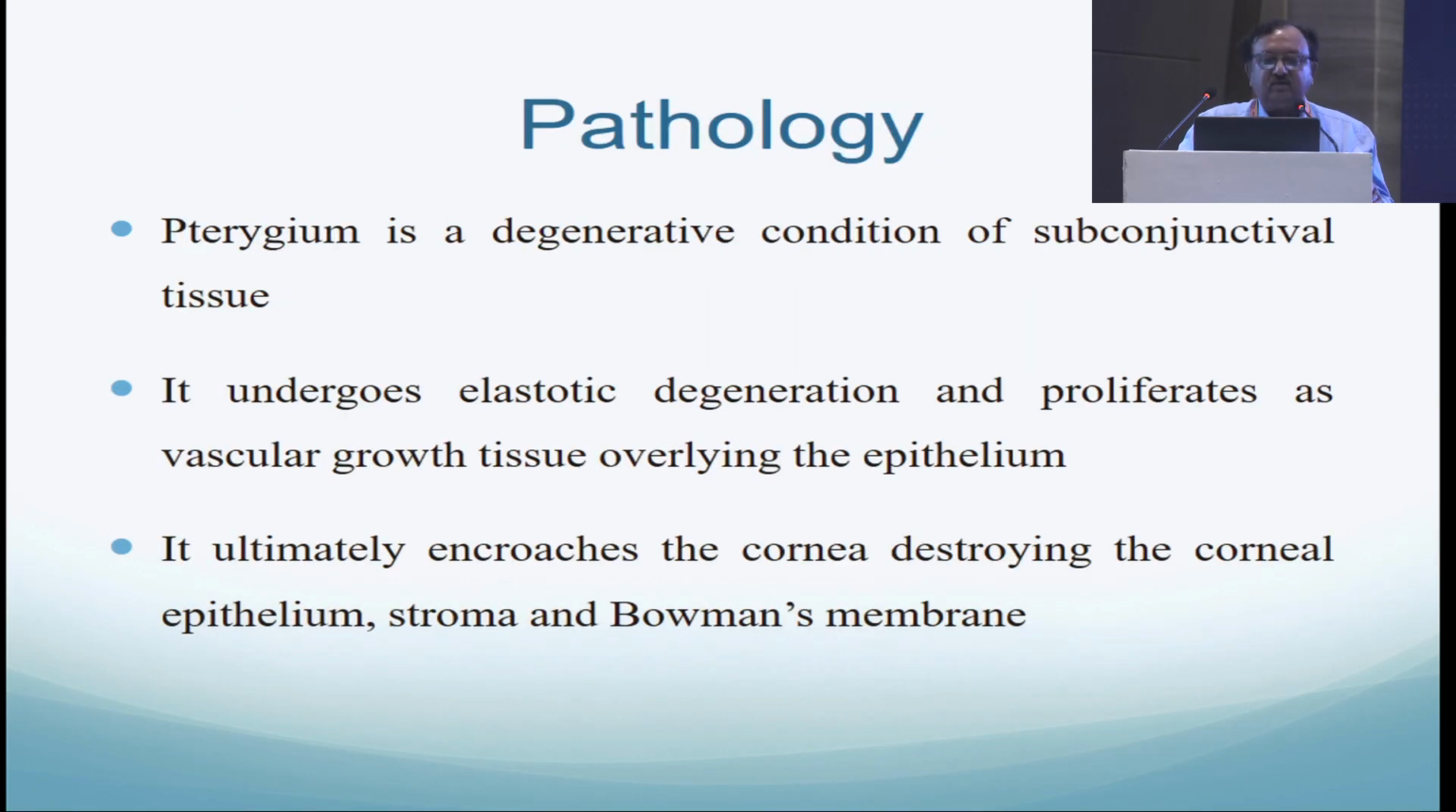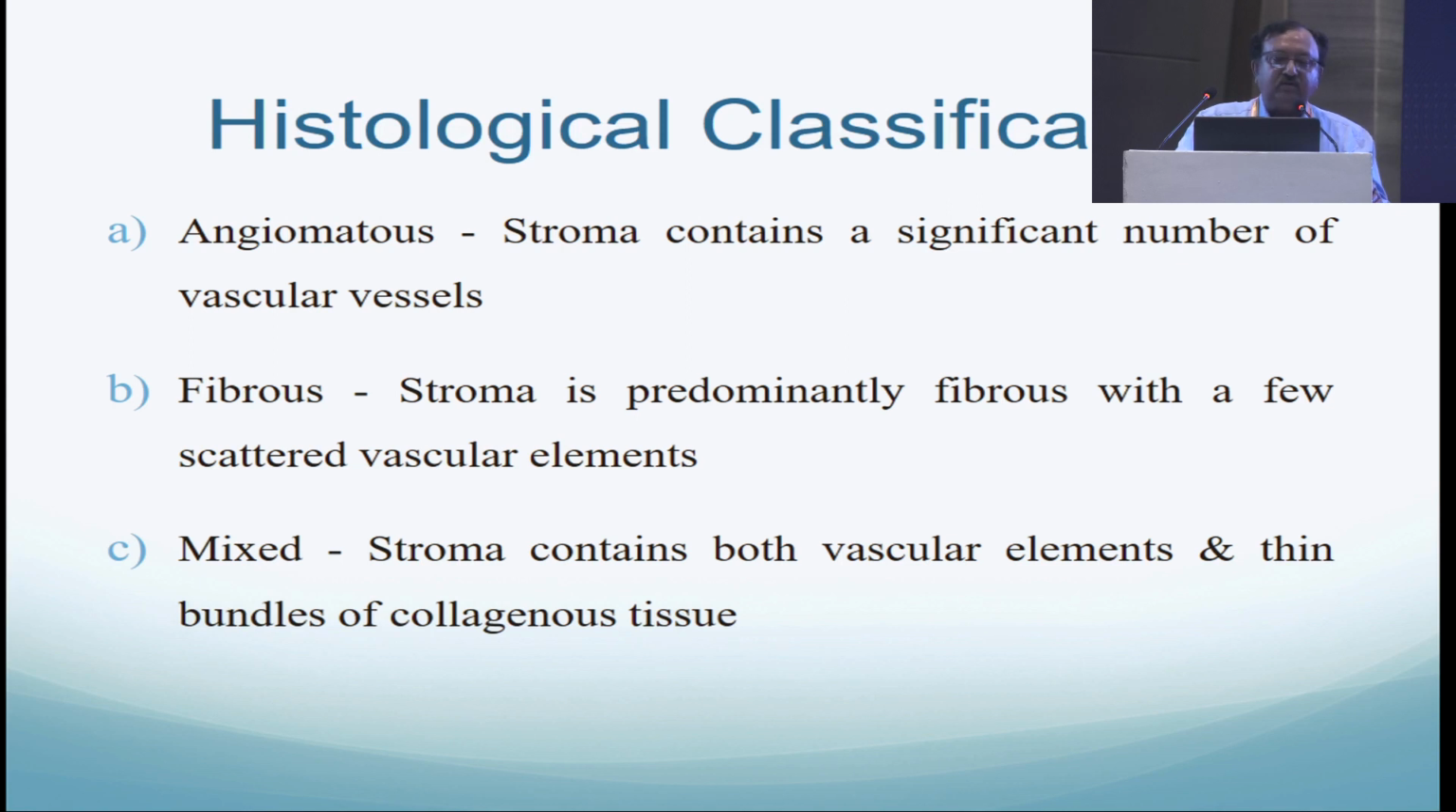Coming to pathology, it is a degenerative condition of subconjunctival tissue which undergoes elastotic degeneration and proliferates as vascular growth tissue overlying the epithelium, which ultimately encroaches the cornea, destroying the corneal epithelium, stroma, and the Bowman's membrane. Histologically, it can be classified as angiomatous, where stroma contains a significant number of vascular cells; fibrous, where stroma is predominantly fibrous with a few scattered vascular elements; and the mixed one, where stroma contains both vascular elements and thin bundles of collagen tissue.